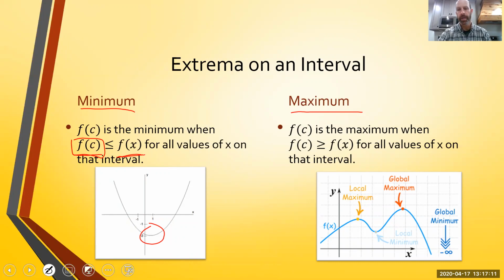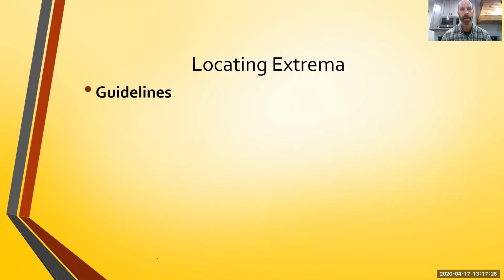And a max, for example, let's look at this local max. Now, local max just means in this kind of vicinity here, this particular value of the function is greater than all of the other values. So that's what we mean by a maximum or a minimum.